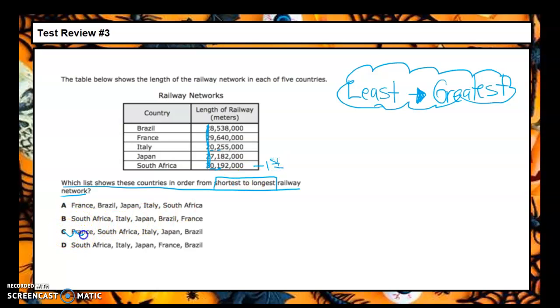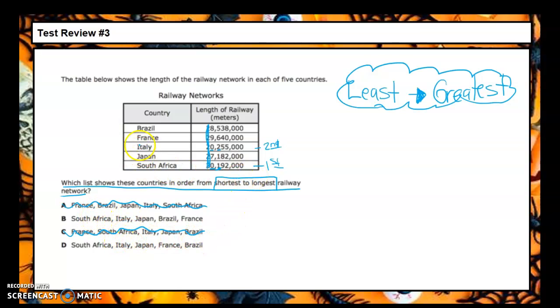So I can mark off C, and I can mark off A. It's all about eliminating. That's a great test-taking strategy. So it should be South Africa, and then it will be, sorry, my pen's acting crazy. My second place will have to be Italy, which is South Africa, Italy.